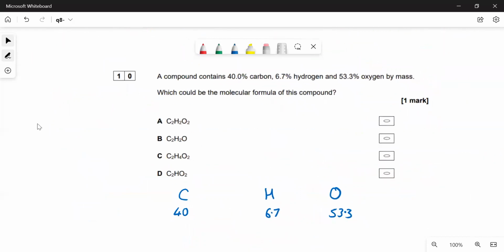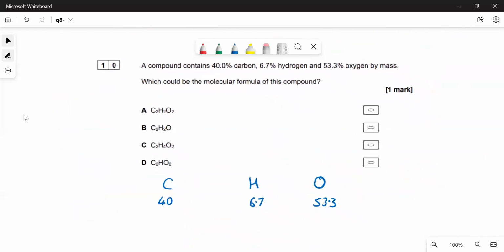Okay, so they give us the empirical formula, and we've got to work out the molecular formula. This is by mass, so in 100 grams, let's say, you would have 40 grams of carbon, 6.7 grams of hydrogen, 53.3 of oxygen. We need to work out moles because we're not interested in masses. We want the ratio of moles. So for moles, we're going to divide by the relative atomic mass. So that's going to be 40 over 12, 6.7 over 1, and 53.3 over 16.